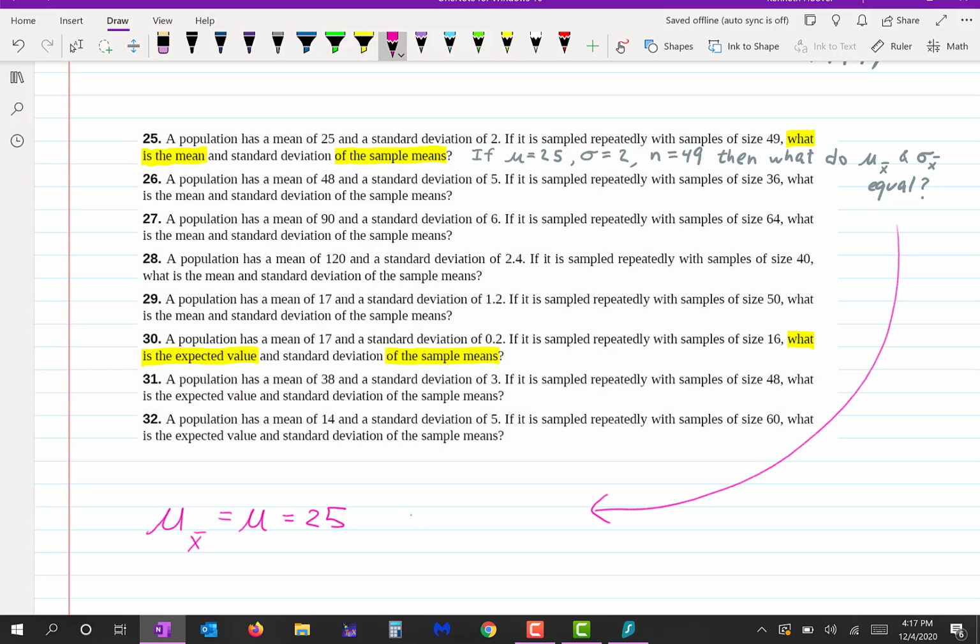Okay? What is sigma x bar? Okay, the formula for that is sigma divided by the square root of n. So in this particular case, that would be 2 divided by the square root of 49, which is 2/7. Okay? So there's the answer for 25. Let's do 30 together.